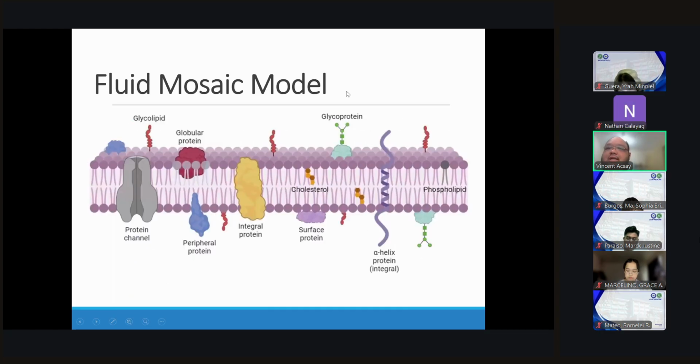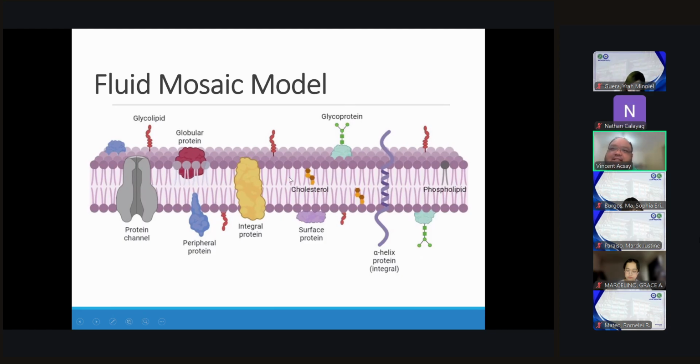So here's an example of the fluid mosaic model. This is a sea of phospholipids, and these proteins are free to move around them. They are not locked in place. So all your proteins, your glycoproteins, your cholesterol are embedded within.